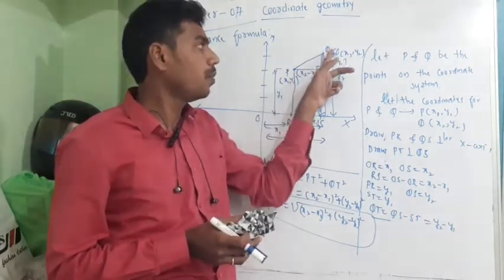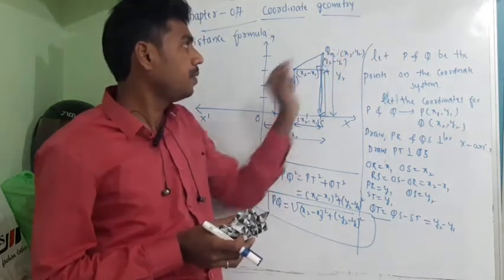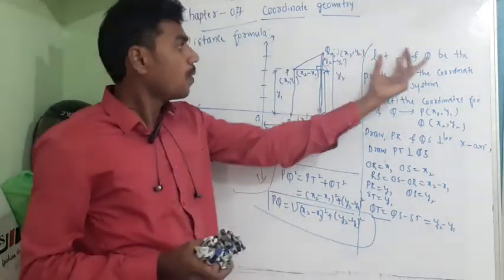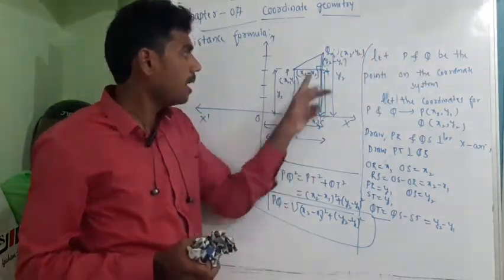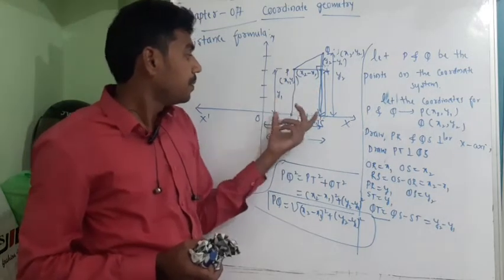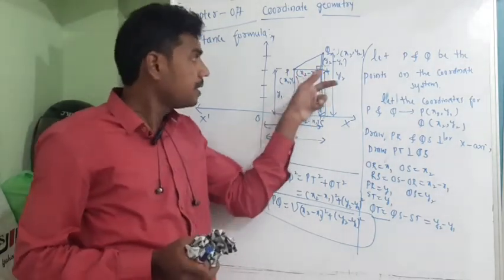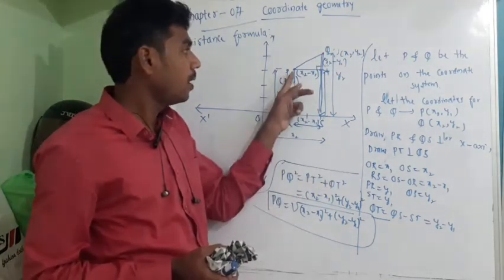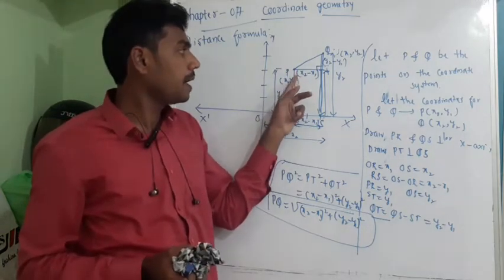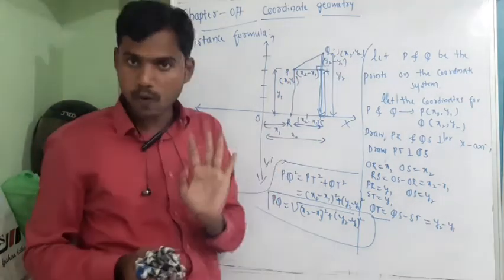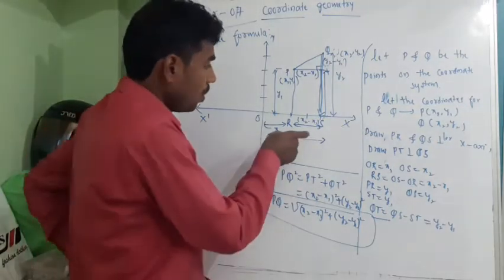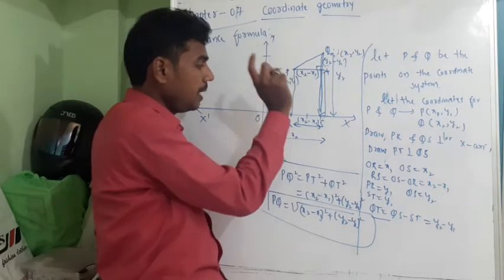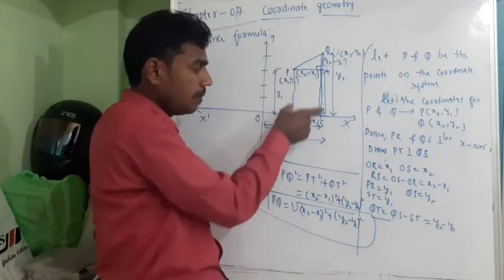Let the coordinates for Q be x2, y2. Okay. Now, to find the distance, what was the construction we made? Draw PR and QS perpendicular to the x-axis. Draw ST perpendicular to QS. We also defined the coordinates of point P as x1, y1, and Q as x2, y2. Now, to find PT, what do we have? RS. So PT will be equal to RS.